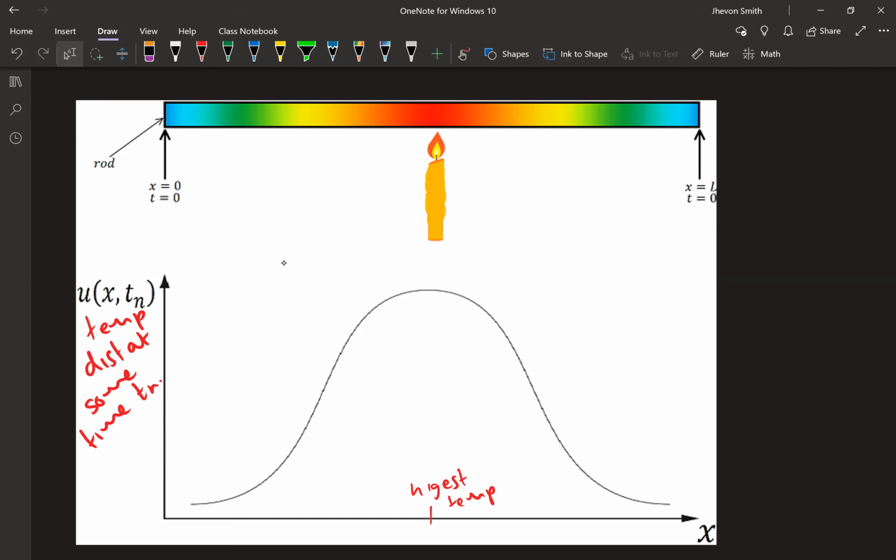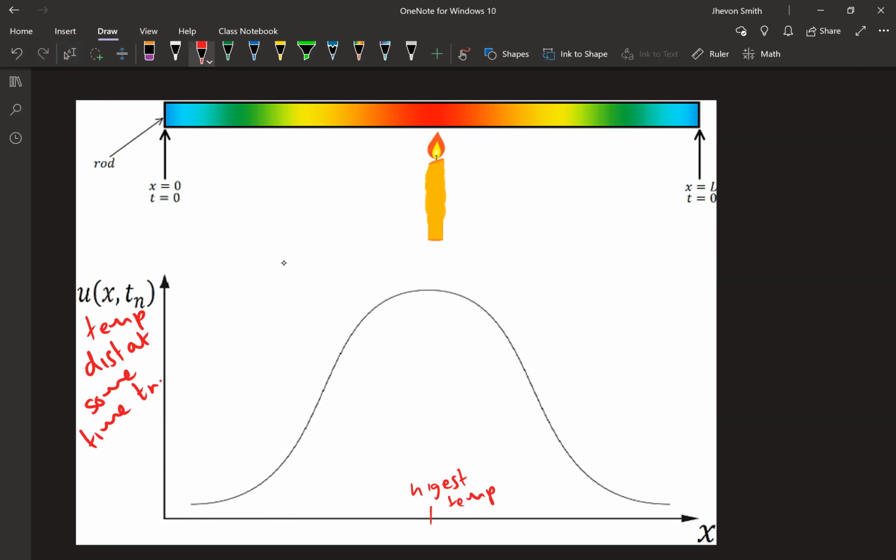So Tn after n seconds or whatever, right? I'm thinking of a fixed time in my mind, okay? So at this time, look at the temperature distribution. After 2 seconds, if I were to measure the temperature and plot a graph, this is what it's going to look like.